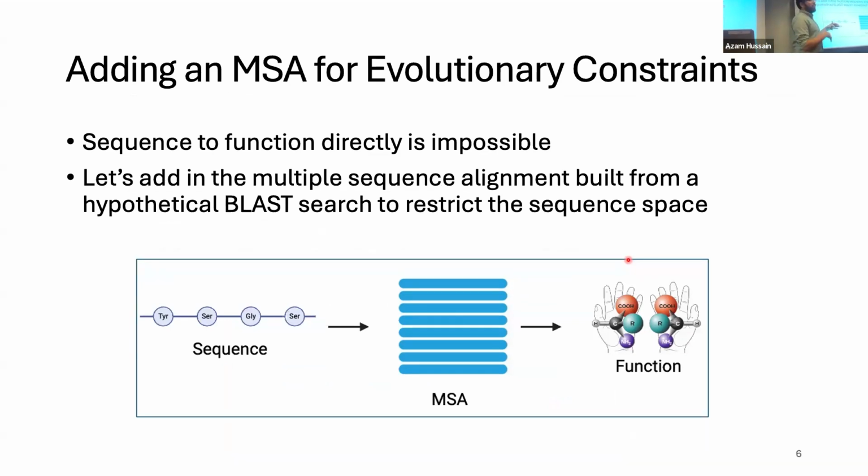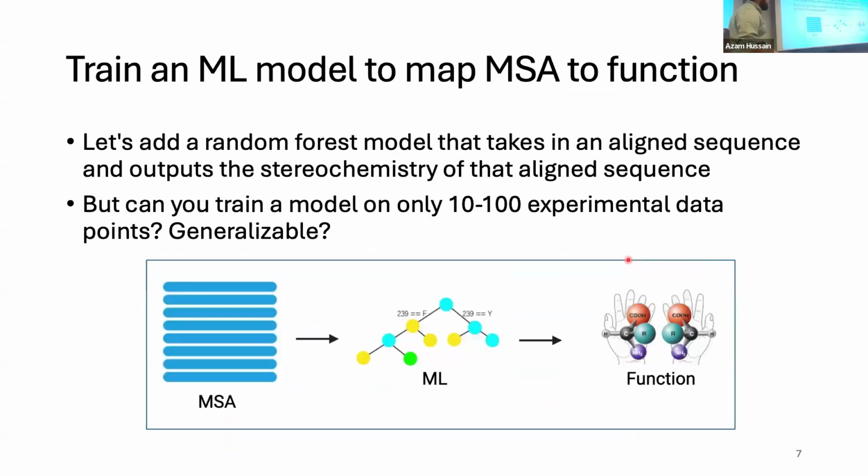Sequence space, 400 choose 20, is way too big. We can look at real enzymes, and you don't have to search random sequences. You can search sequences in the same enzyme family, and then you can link that to function. So that's pretty standard. Next thing is, okay, how do you go from MSA to function?